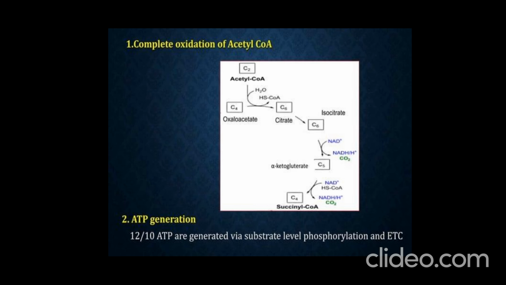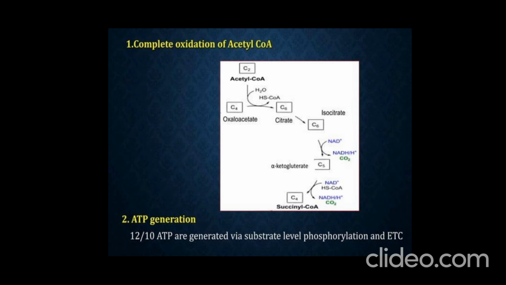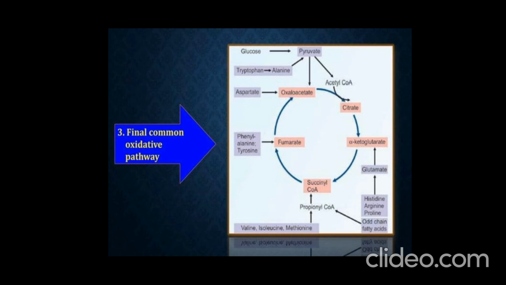And the second one, ATP generation. Here 10 out of 12 ATPs are generated via substrate level phosphorylation and electron transport chain. And the third one, final common oxidative pathway. Here it means that from glucose in the process of glycolysis, pyruvate is formed, and tryptophan is converted to alanine, which is converted to pyruvate. Pyruvate is converted to acetyl-CoA, and pyruvate is converted to oxaloacetate. From there the Krebs cycle starts and it is regenerated.